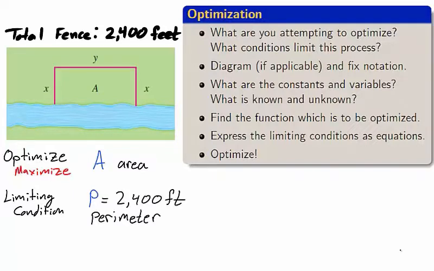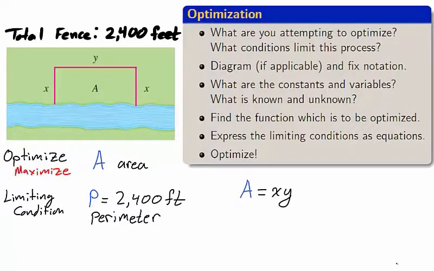In our third step, we ask the question, what are the constants and variables, and what are the knowns and unknowns? The unknowns are the variables x, y, and A, while the perimeter is constant and known to be 2,400 feet. We now can find the function which is to be optimized.